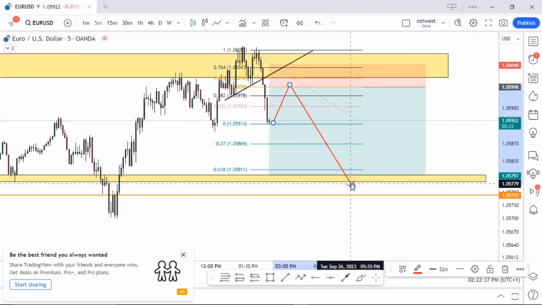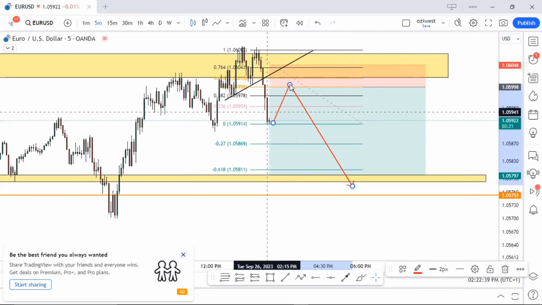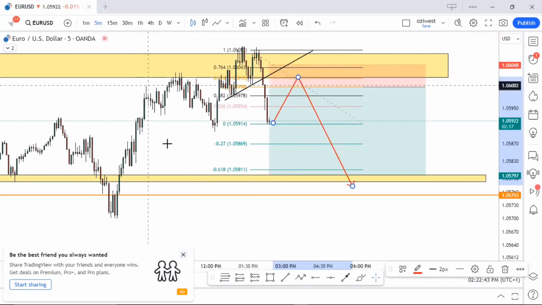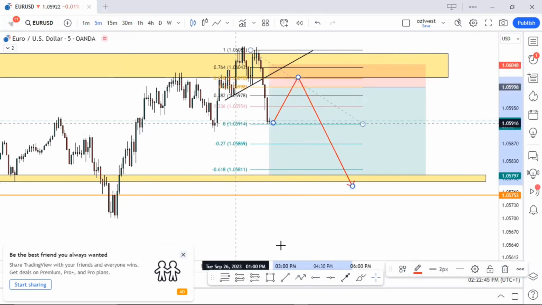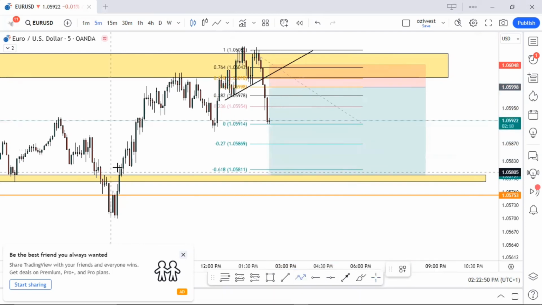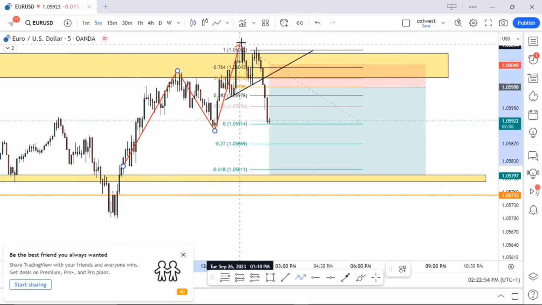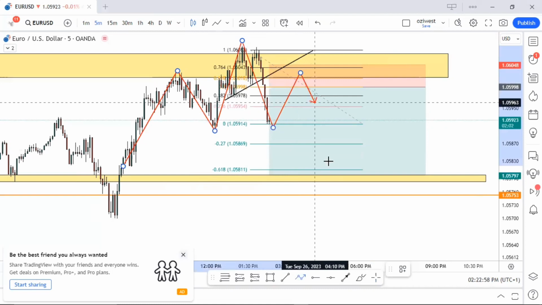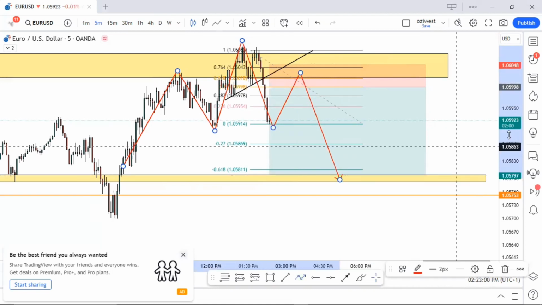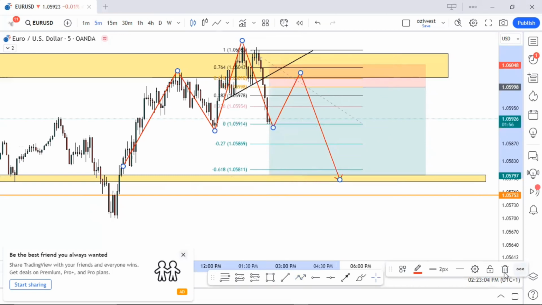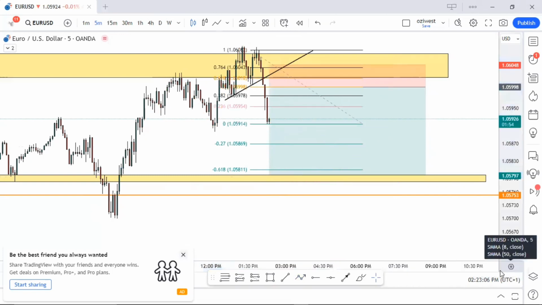If it gives a pullback, then it will look like a head and shoulders pattern, which here will be the left shoulder, head, right shoulder, head and shoulders pattern. So I'll keep you guys updated.